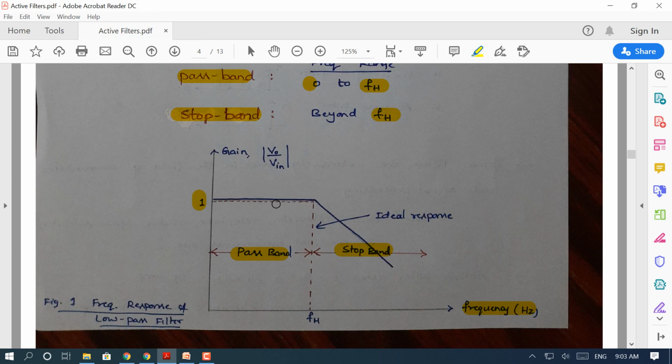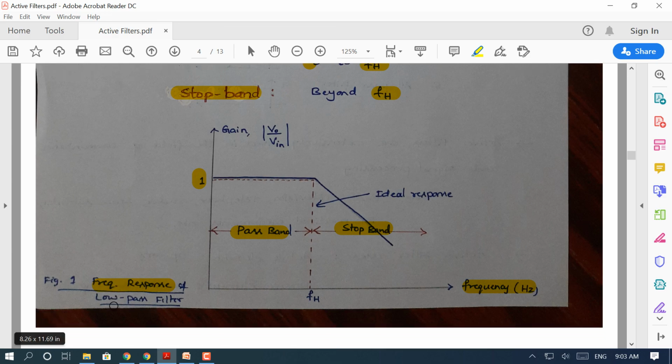Ideally, we expect the filter to behave perfectly like this. At fH, exactly, the signal should be attenuated. Beyond fH, the signal should be attenuated. But from 0 to fH, exactly in this particular band, signals must be passed. Practically, that doesn't happen. Even beyond fH, certain frequencies of signals are passed in the practical response. We can see that for some frequencies beyond fH, the circuit keeps attenuating those signals here. Okay, so this is the frequency response of a low pass filter. Okay. Next, we'll see the other.